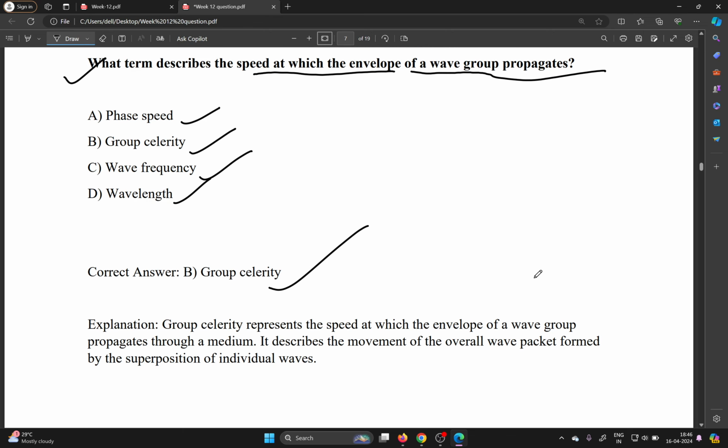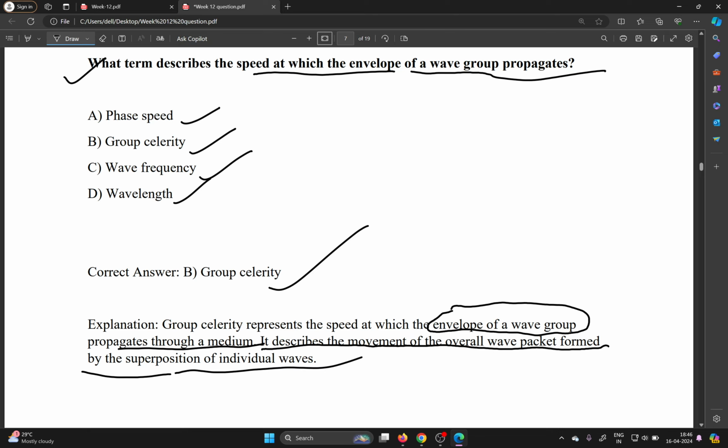The group celerity represents the speed at which the envelope of a wave group propagates through a medium. It describes the movement of the overall wave packet formed by a superposition of individual waves.